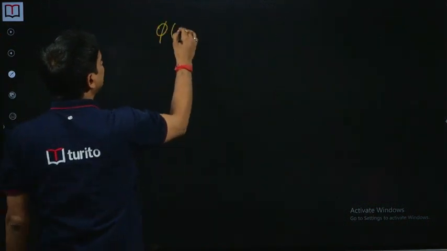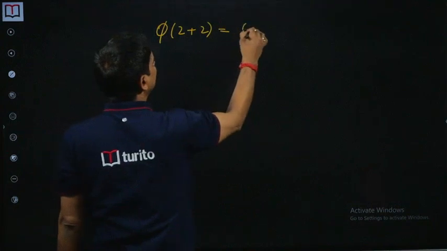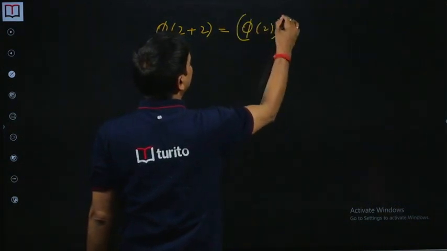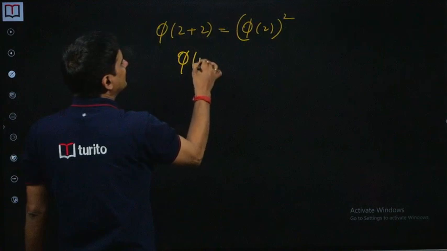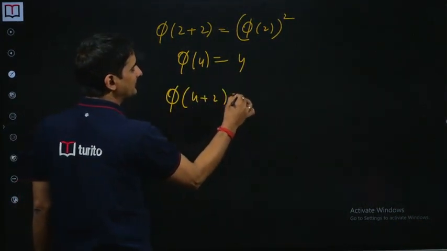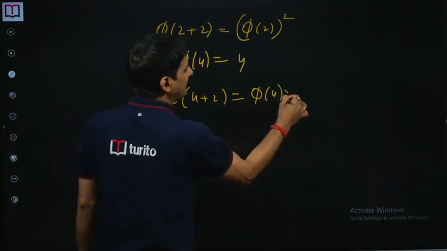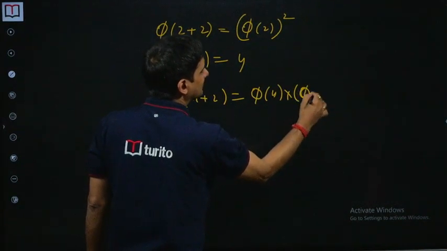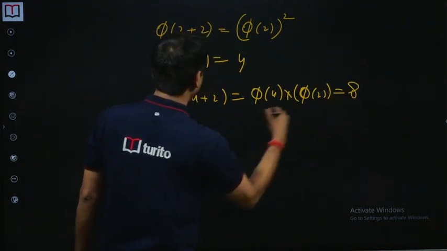But then see, since the question needs phi 4 and phi 6, what we can do is replace x and y both by 2. So it's phi 2 whole square. So phi of 4 is nothing but 4. Similarly, phi of 6 will be phi of 4 plus 2, which is phi of 4 into phi of 2. So it's 8, and that's it.